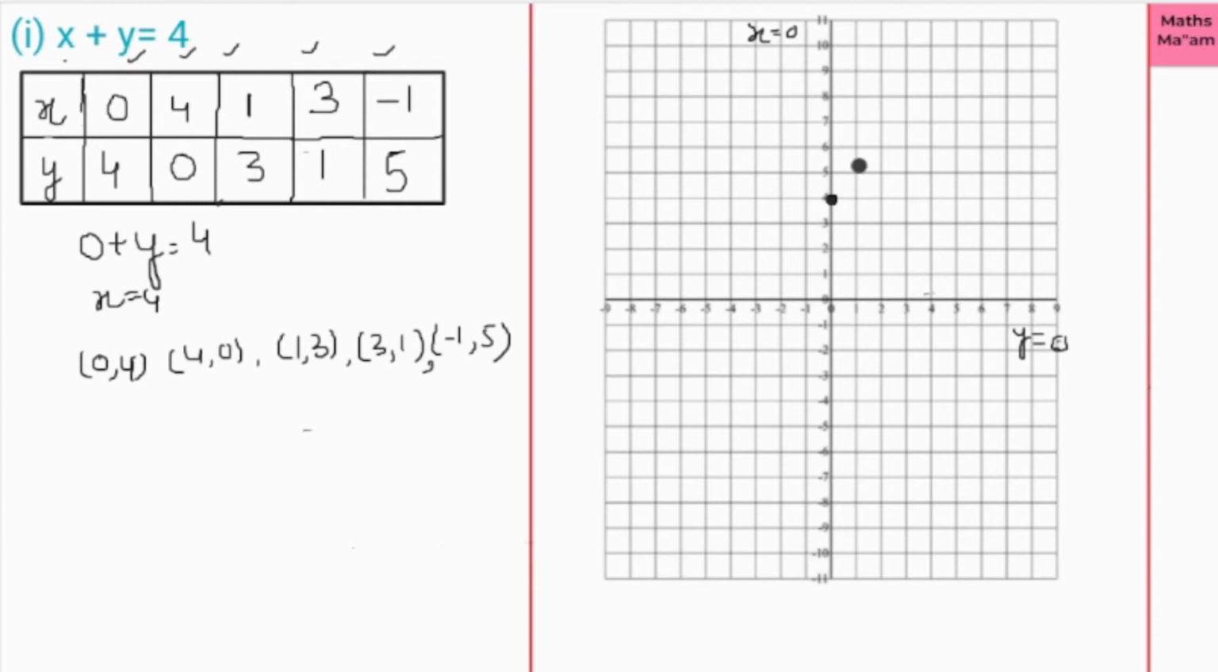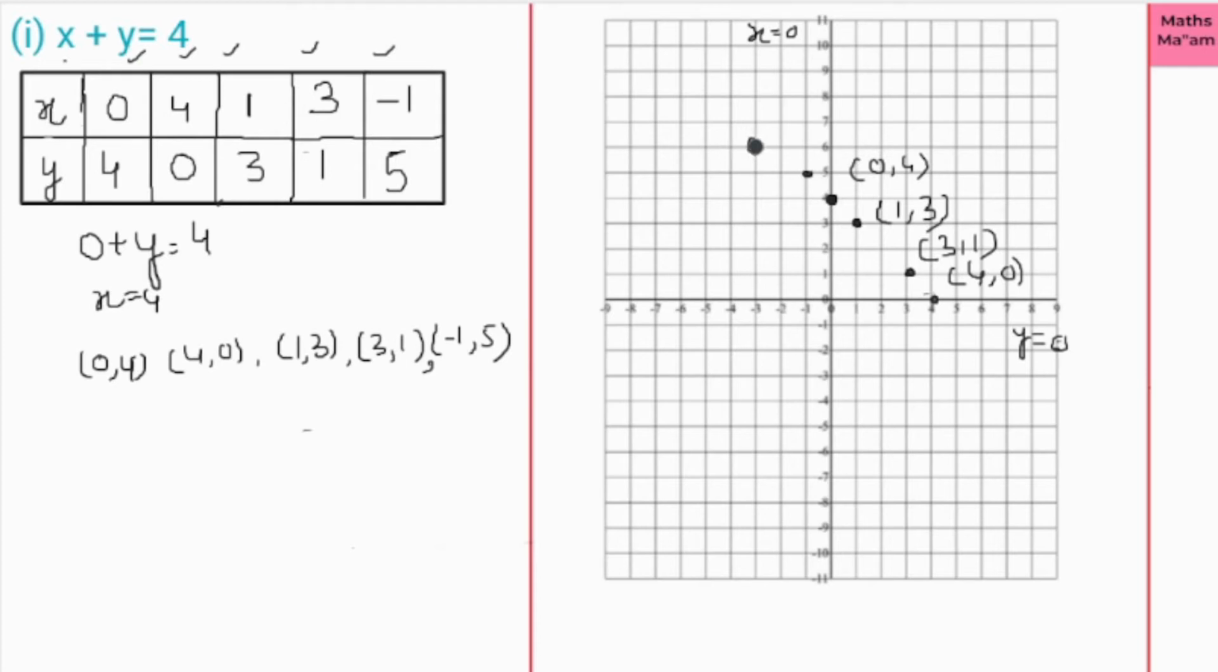So now this is the point which says (0, 4). Now if we have (4, 0), 4 is x and y is 0. So here this is the point (4, 0). Similarly, if we have (1, 3), 1 is x and the y value is 3. This is the point (1, 3). And the second last, (3, 1): 3 is x and y is 1 here. Like this we can plot every point that we found. Now (minus 1, 5), x is minus 1 and y is 5. So it will be here.